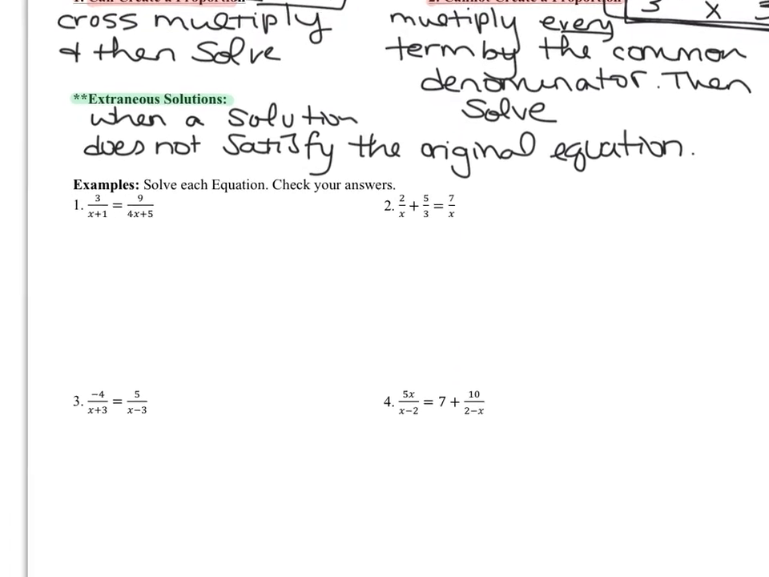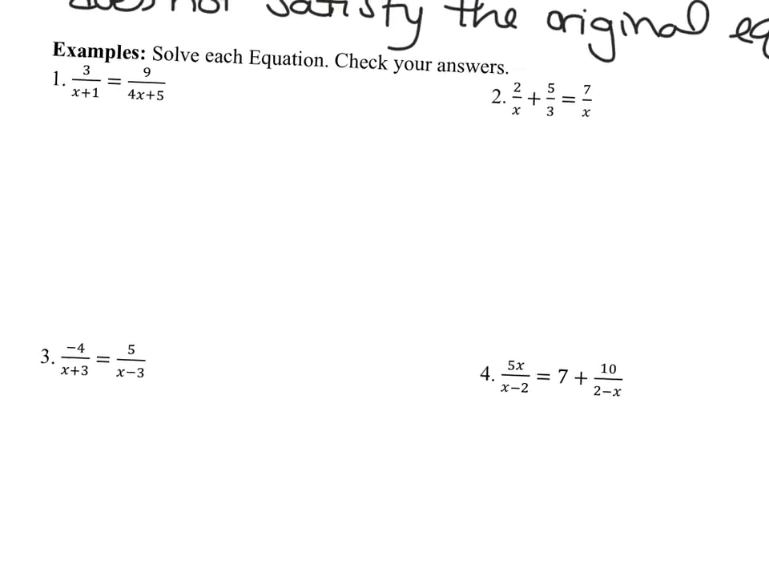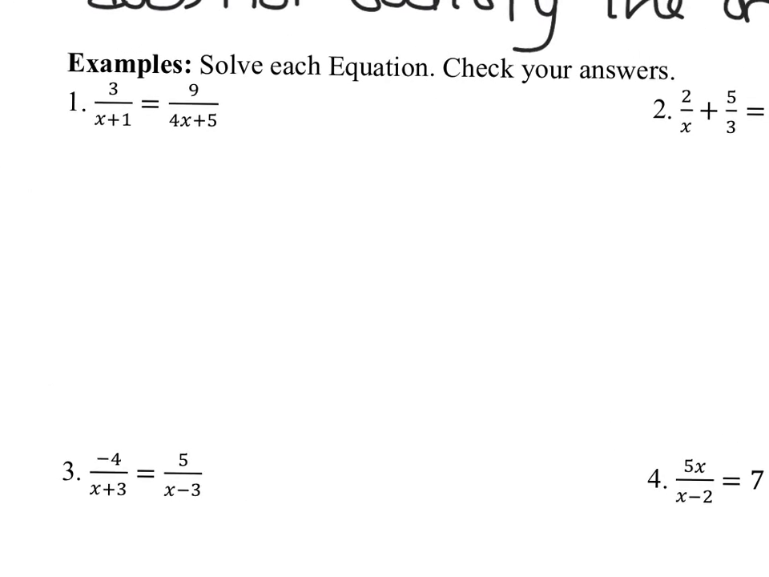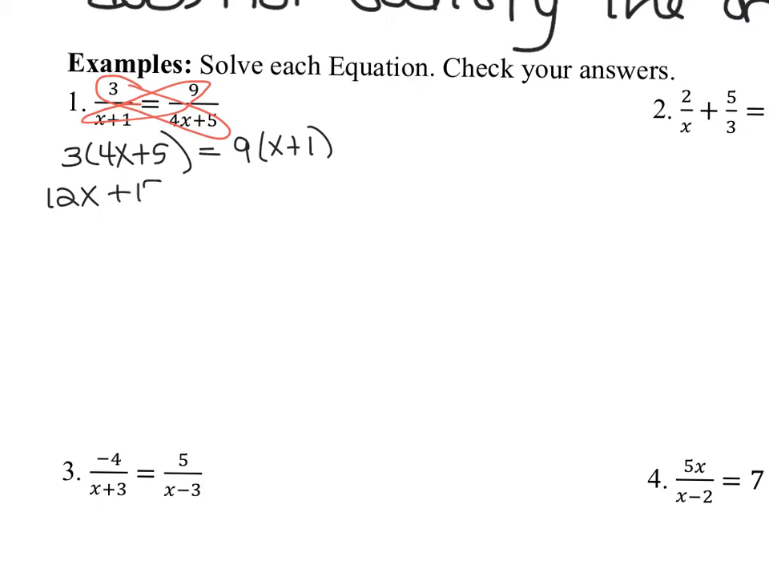So I'm going to come down here and solve some of these problems. Example 1: solve each equation and then check your answer. Because I have fraction equals fraction, I can just cross multiply. I multiply these together, then these together. I get 3 times 4x plus 5 equals 9 times x plus 1. Now I distribute, so I have 12x plus 15 equals 9x plus 9.